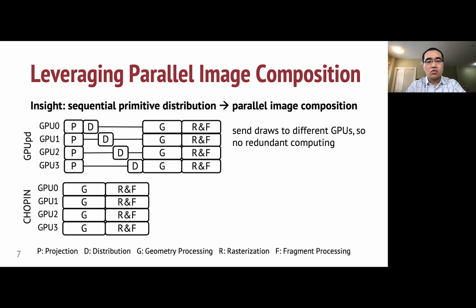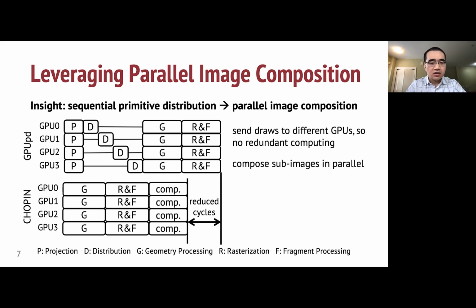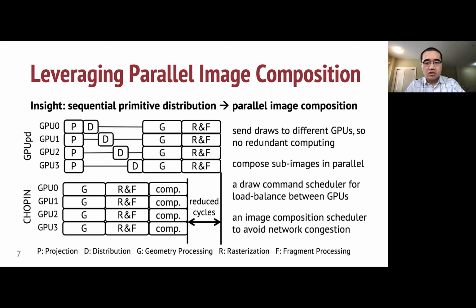Let's see how our system uses the parallelism. In our system, we first send draw commands to different GPUs. So we don't have redundant computing because each draw command only gets executed in a single GPU. After all GPUs generate their sub-images, we start to compose them in parallel by leveraging the parallelisms I just described in my prior slide. It looks very simple, but it cannot work naively. So we also proposed a draw command scheduler to reduce load imbalance between GPUs. We also proposed an image composition scheduler to avoid network congestion during image composition.